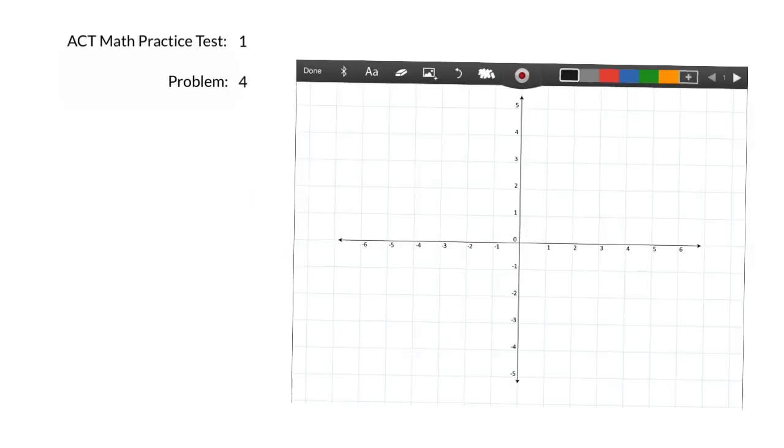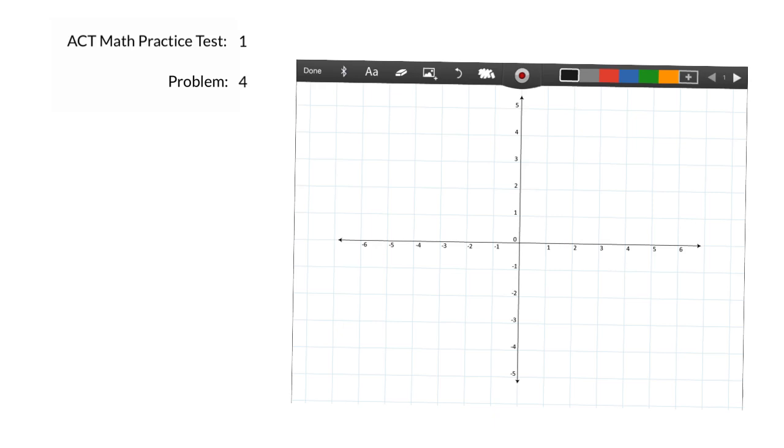Problem number 4 asks, what percent of the total area of the rectangle lies in quadrant 3? They're kind enough to tell you that this is quadrant 1, this is quadrant 2, this is quadrant 3, and this is quadrant 4. So that's nice of them, at least. They didn't have to say that, but they give you that nice reminder.